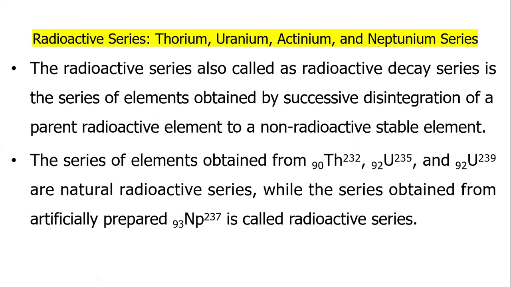I'm discussing radioactive series. There are four types of radioactive series: thorium series, uranium series, actinium series, and neptunium series. The first three, thorium, uranium, and actinium series, are natural series, and the last one, neptunium, is an artificial series.